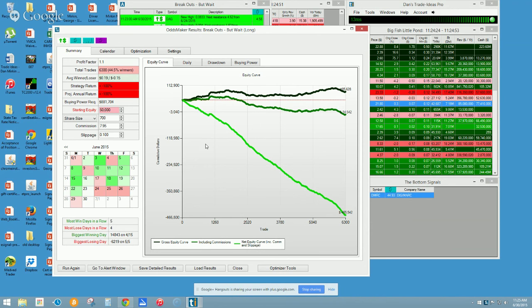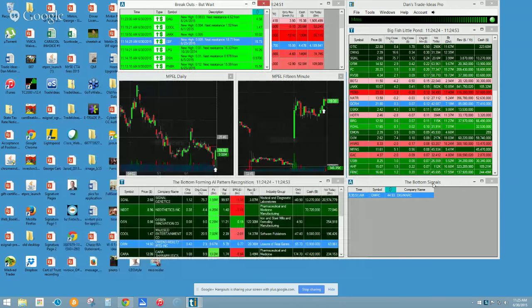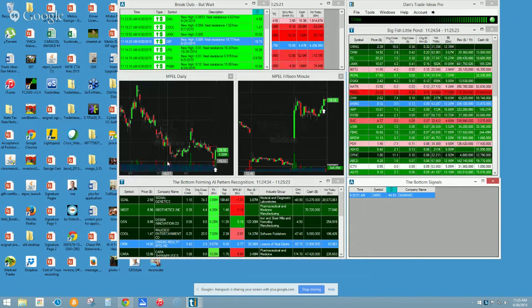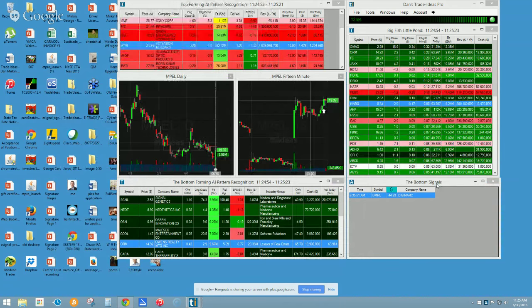Okay, what I'm going to show you now is that for this presentation, I wanted to come prepared, so you aren't seeing me tinker with stuff, but rather just seeing everything in action. We did this breakouts, but wait, and I'm going to move it away. And at the bottom here, I have what's called the bottom signals.